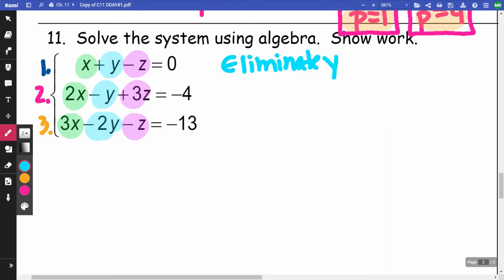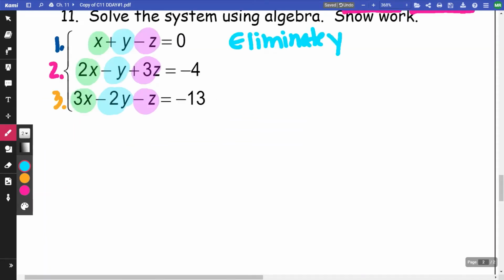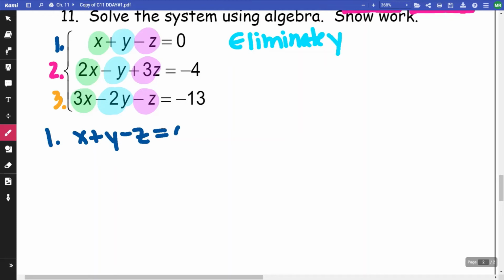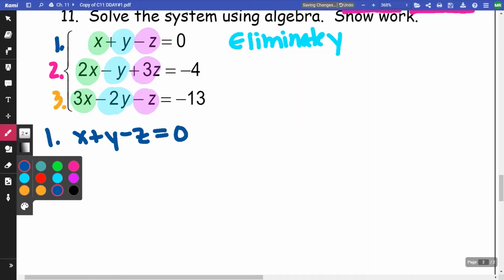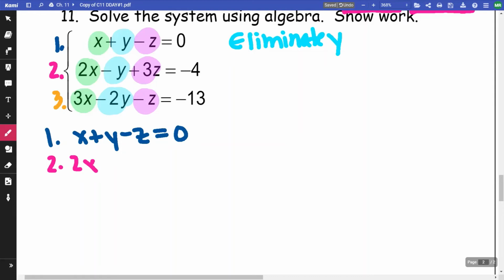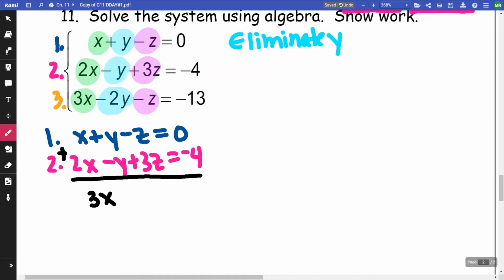So that means I'm going to be left with equations with x and z's. So I'm going to take equation 1, x plus y minus z equals 0, and equation 2, 2x minus y plus 3z equals negative 4. And I'm going to add those two equations together. And I end up with a 3x, my y's cancel out, plus 2z is equal to negative 4. I'm going to call this equation 4.